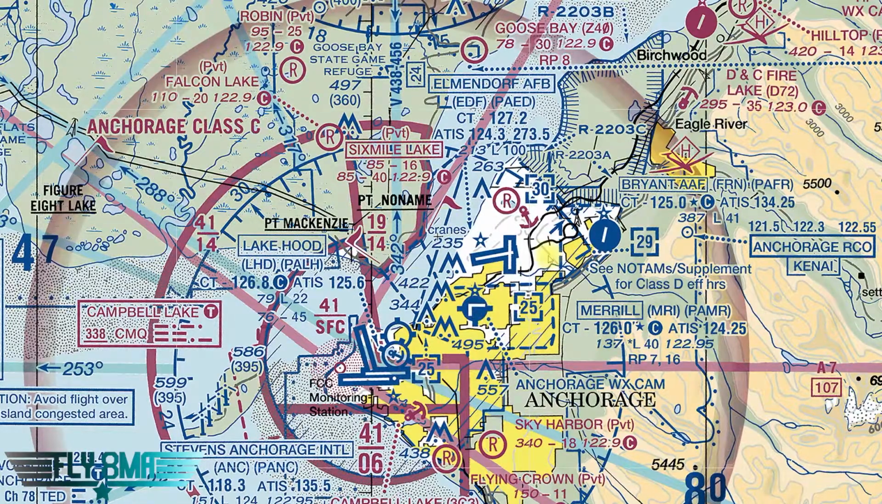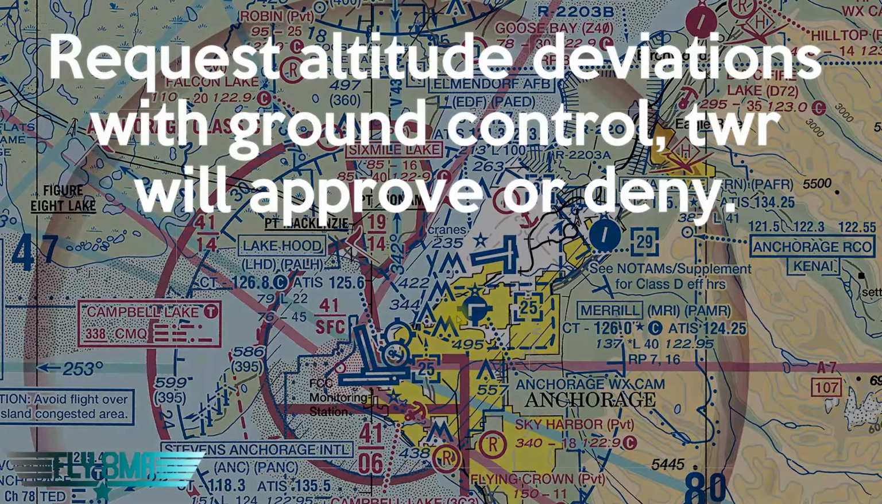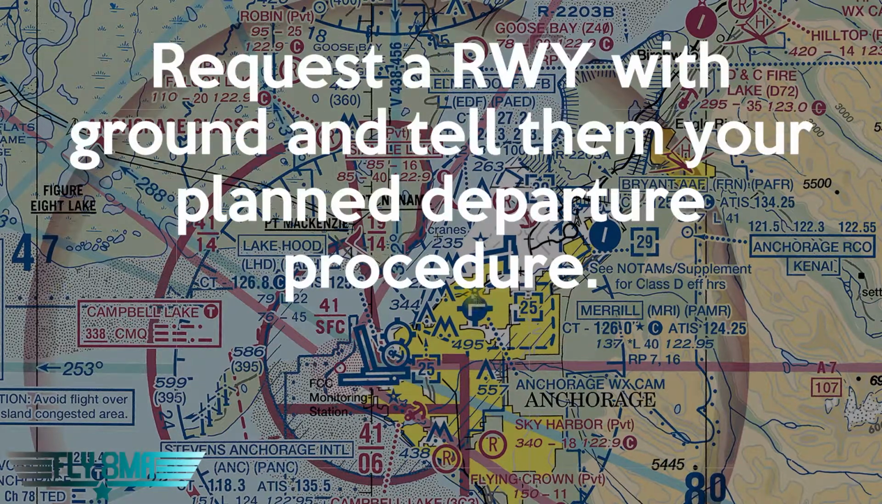Now, a few quick notes about Merrill to wrap this up. A few little helpful notes here, right? If you want an altitude deviation going across the channel, go ahead and make that request with ground control. Then local, or tower, will approve or deny that request when they give you your takeoff clearance. When you're talking to ground control on your initial call-up, let them know what runway you want to use and what departure procedure you want to use. They don't care what your direction of flight is. And of course, let them know you have the ATIS.